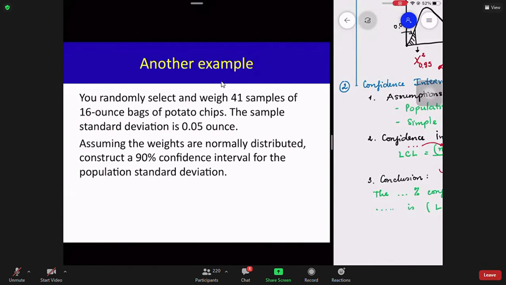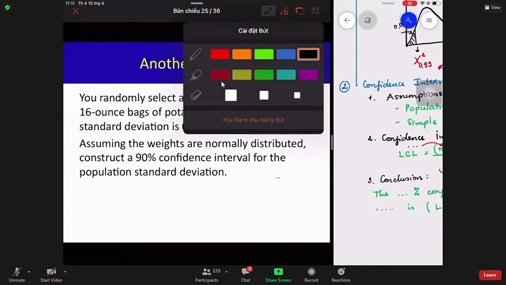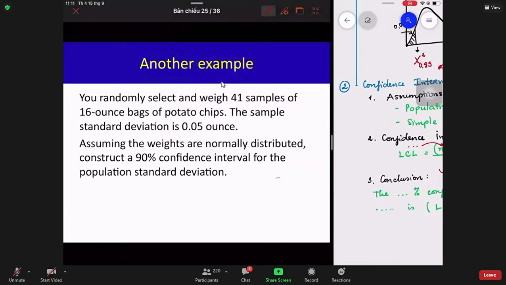Okay. Now we have another example here, and this example is also given in your slides. I'm going to introduce the full solution for this. So in step 1, we are going to check the assumptions.